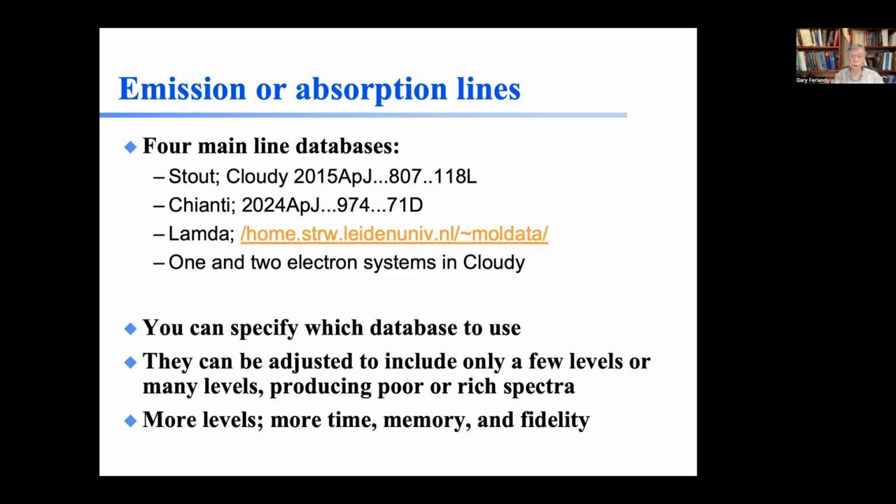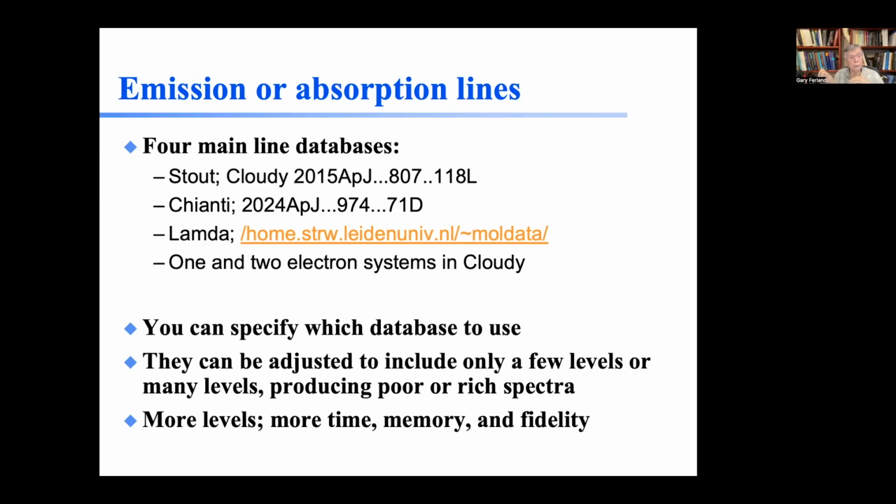Chianti is a very famous, respected database that was originally intended for solar physics and is being maintained. So this 2024 paper is the last release of Chianti. The Lambda database comes from Leiden University in the Netherlands and is intended for molecules or for atoms that are found in PDRs in particular. So we use them for the internal structure of many of the molecules we include. And finally, the 1 and 2 electron systems are a special case in Cloudy. If you remember the energy level diagram, those levels are all very, very high up, close to the continuum. So we have a complete radiative model for those.